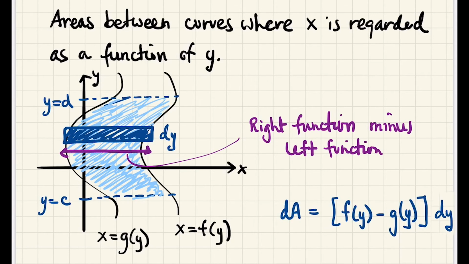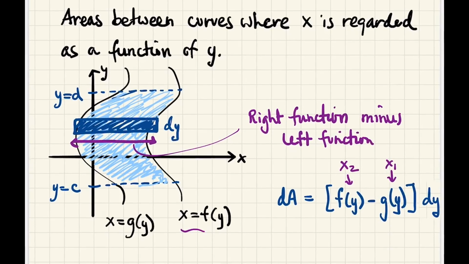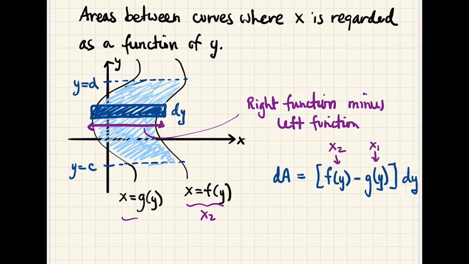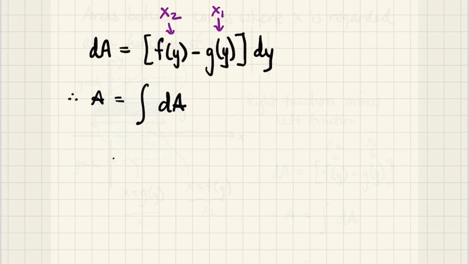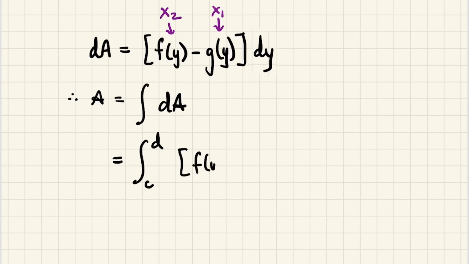Think of this just as, say, x2 minus x1, which is going to give a horizontal x length. And x2 is given by f of y, and x1 is given by g of y. And that horizontal distance between them is x2 minus x1. So there's our dA, and the area of the entire region is just the sum of the dAs. So that would be the integral from c to d of f of y, the rightmost function, minus g of y, the leftmost function, dy.